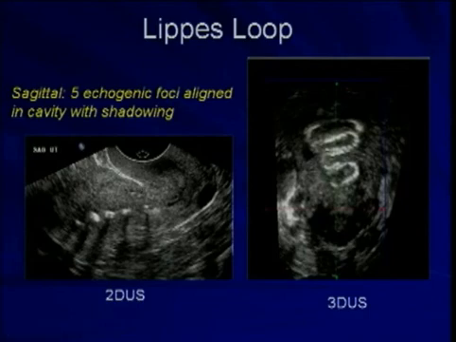Here is the Lippes loop. In the coronal plane on a 3D image, we see the serpiginous course of the Lippes loop, and the typical clue to this IUD on 2D sonography is the five echogenic foci aligned in a straight line with shadowing.